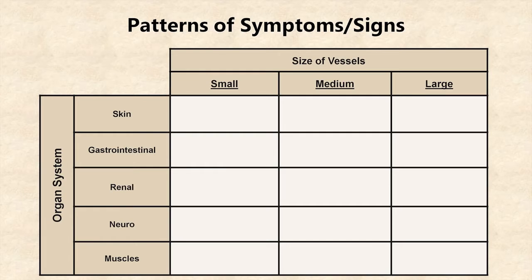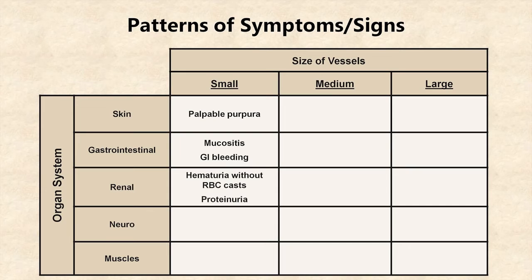When a patient has a vasculitis affecting the small blood vessels, he or she can get a skin condition called palpable purpura, which I'll show a picture of in a minute. GI involvement leads to mucositis and minor GI bleeding. The glomeruli of the kidneys are affected, which most commonly manifests as hematuria without red blood cell casts and proteinuria. Patients can get a polyneuropathy, and muscle involvement results in myalgias, which is a fancy word for muscle pain.